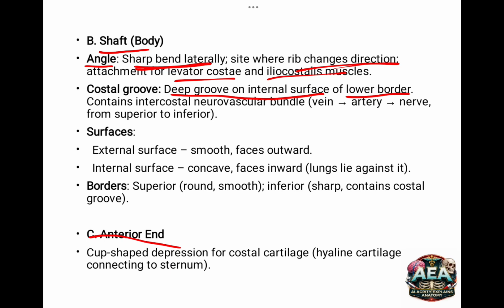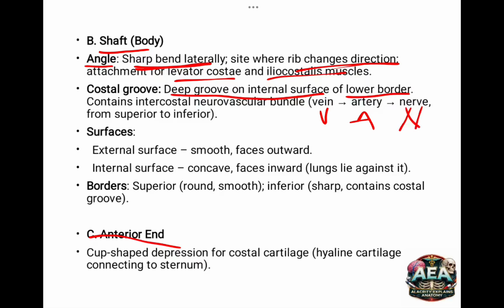neurovascular bundles. We have the vein, we have the artery, we have the nerve from superior to inferior. That's how the intercostal neurovascular bundle is arranged in the costal groove. From superior to inferior, we have the vein, the artery, the nerve. So you can take the mnemonic VAN to remember that.